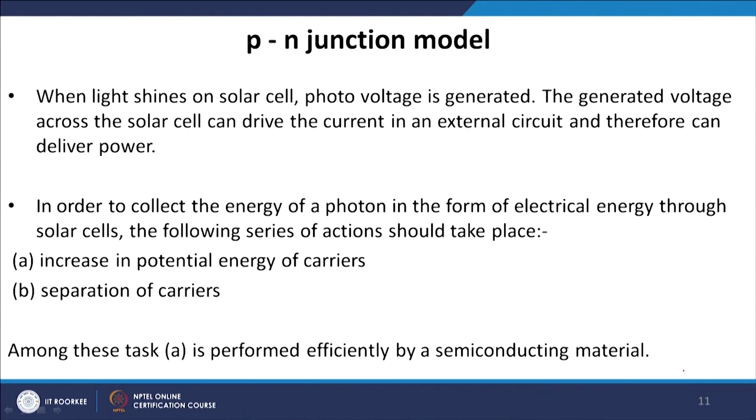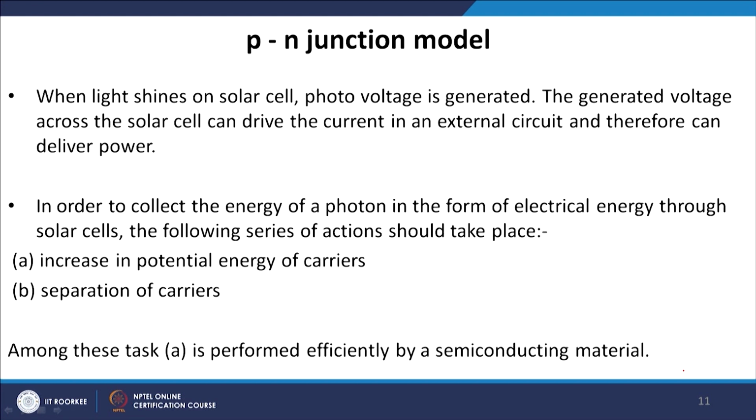When light shines on a solar cell, photovoltage is generated. The generated voltage across the solar cell can drive the current in an external circuit and therefore can deliver power. In order to collect the energy of a photon in the form of electrical energy through solar cells, the following series of actions should take place.